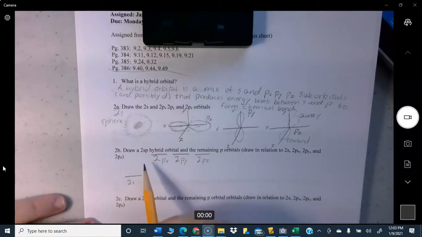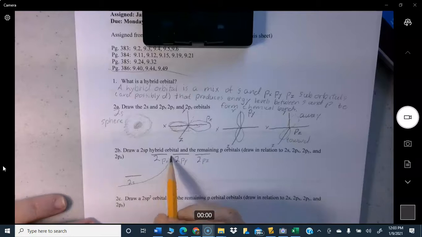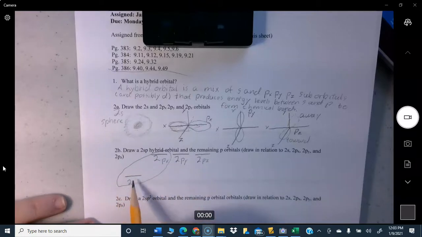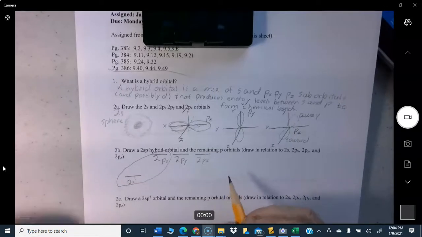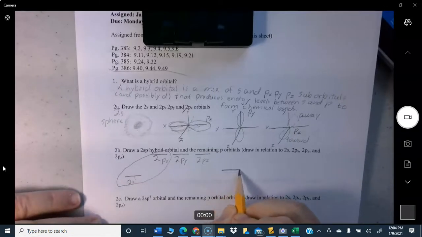So the 2sp is going to take these two right here. One s, there's only one of them, and one of the p orbitals, we'll say it's the px. And it's going to form a hybrid orbital that's going to be halfway between these two. So it's like you mix a cup of apple juice and a cup of orange juice. You're going to have half a cup, half of what you get is going to be apple juice and half's going to be orange juice. So we're going to call this 2sp.